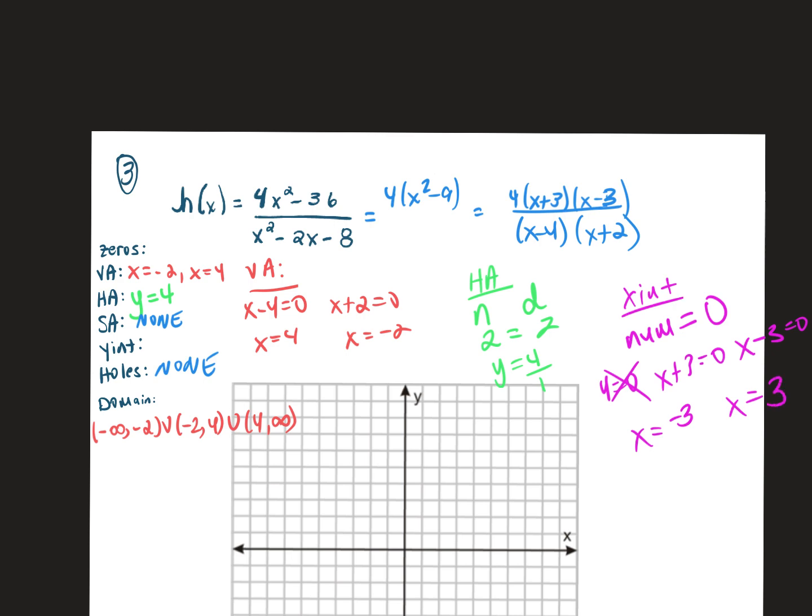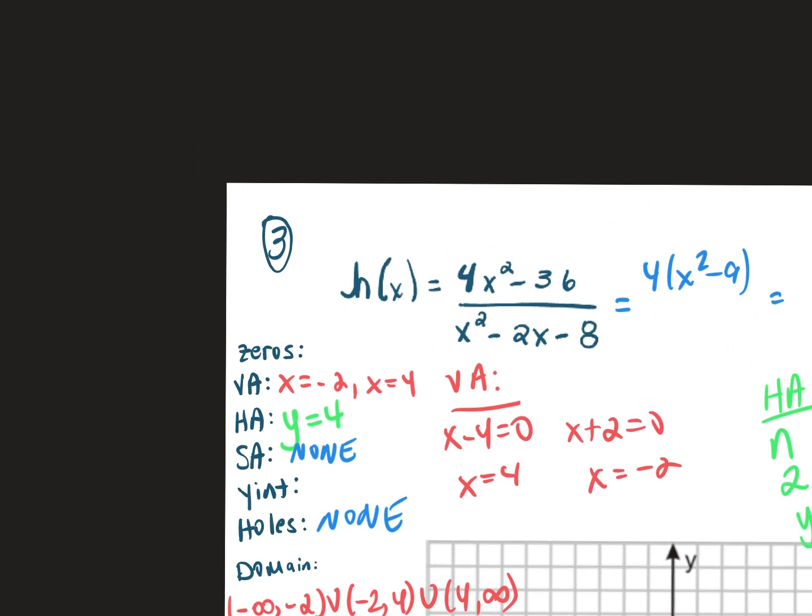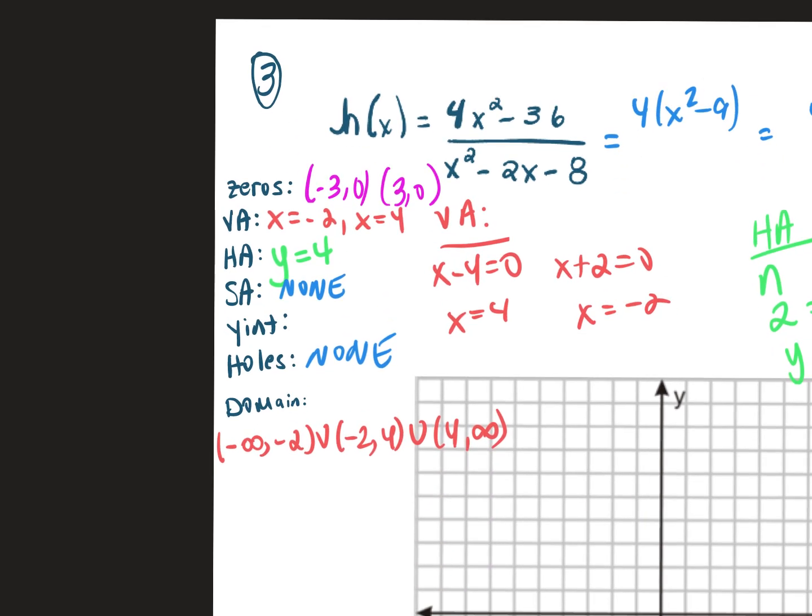How do we write our intercepts, our zeros? Negative 3 comma 0. It's an ordered pair. We're putting it on a graph. It's an intercept. Write it as such. Make sure you write it as an ordered pair. Negative 3 comma 0, 3 comma 0.